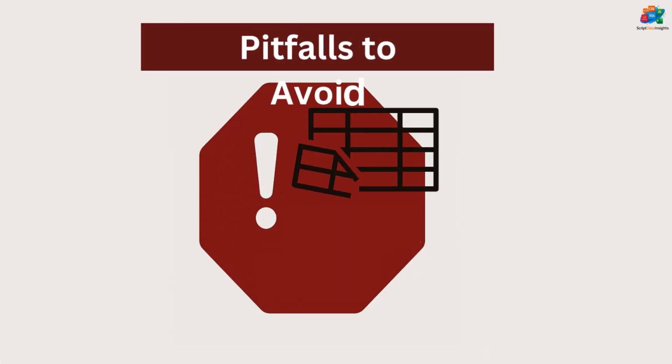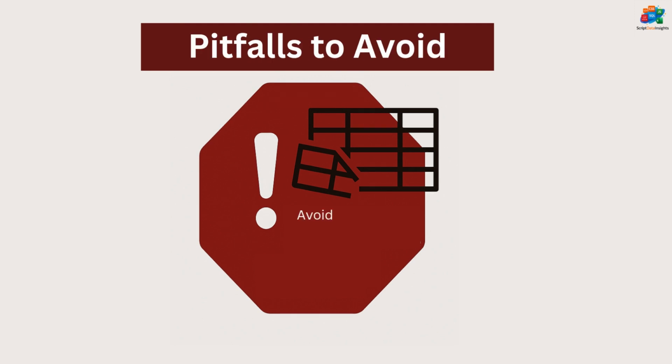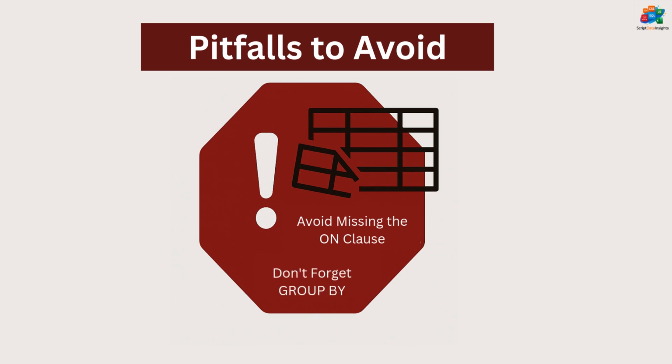As you write more complex queries, be mindful of two common pitfalls to avoid. First, always remember to include the on clause when you're joining tables. Without it, SQL will perform a Cartesian join, which pairs every row from the first table with every row from the second, creating a massive and often useless table. The second pitfall is forgetting the group by clause when you use an aggregate function like count in your query. SQL will throw an error, reminding you that you can't summarize data without telling it how to group it.